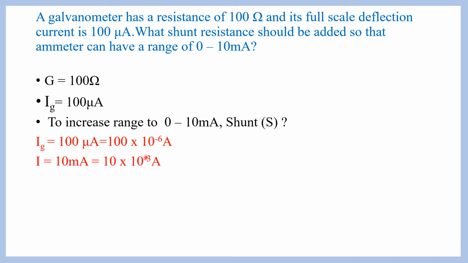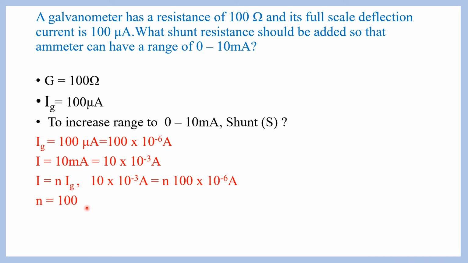So we know that Ig is equal to 100 microampere converted into ampere, which is 100 into 10 to the power minus 6 amperes, and the maximum current that we want to measure is 10 milliampere, which is equal to 10 into 10 to the power minus 3 amperes, converting milliampere into amperes by multiplying by 10 to the power minus 3. Now we know the expression I is equal to n times Ig. So we will try to get the value of n here: how many times the current carrying capacity is increased.